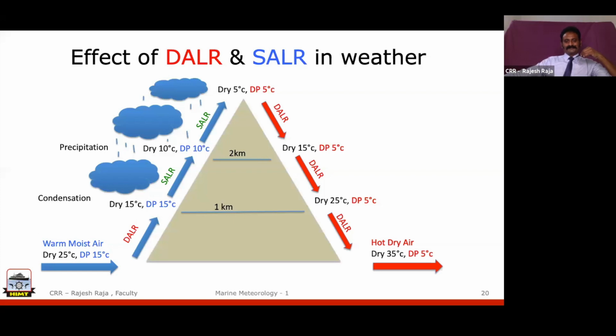Okay, thank you. Now the two comparisons on the left and right. Please remember, the left hand side was warm, moist air, and the right hand side is hot, dry air. So just because of this DALR and SALR, I'm getting two different kinds of weather pattern on both sides of the hills. Interesting to note, it happens in the Western Ghats very regularly.